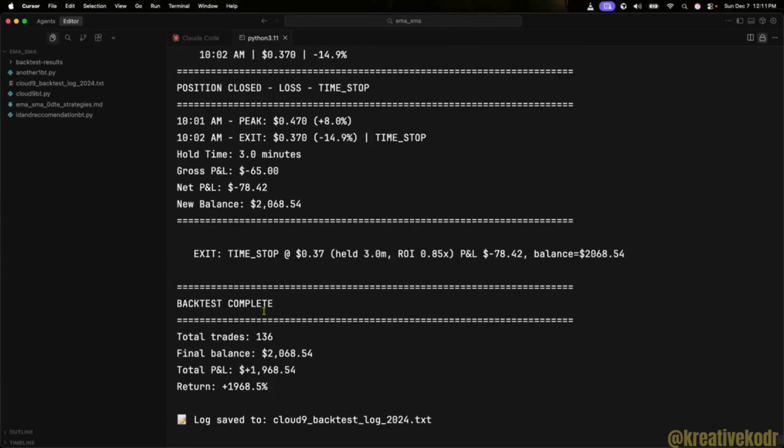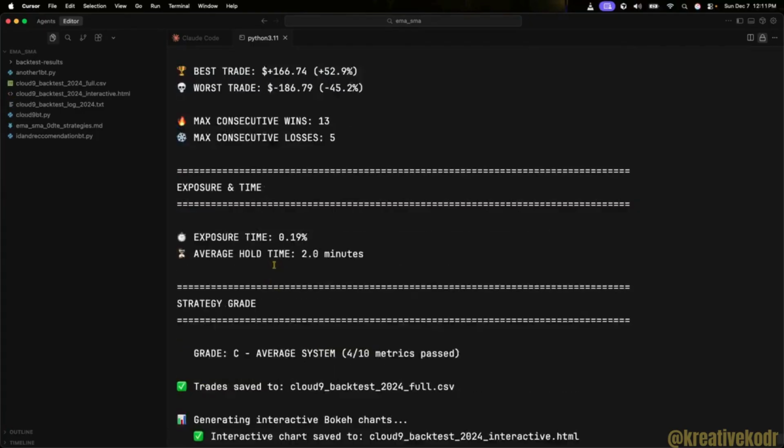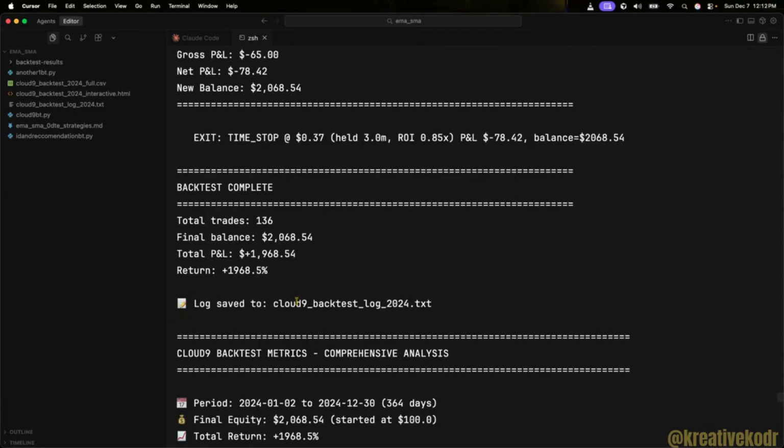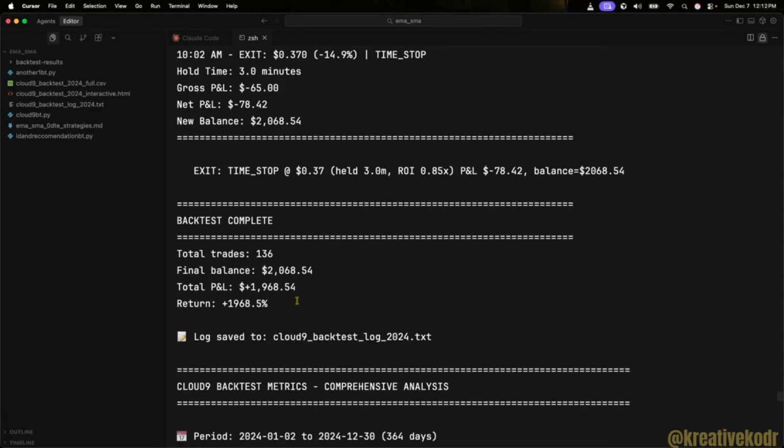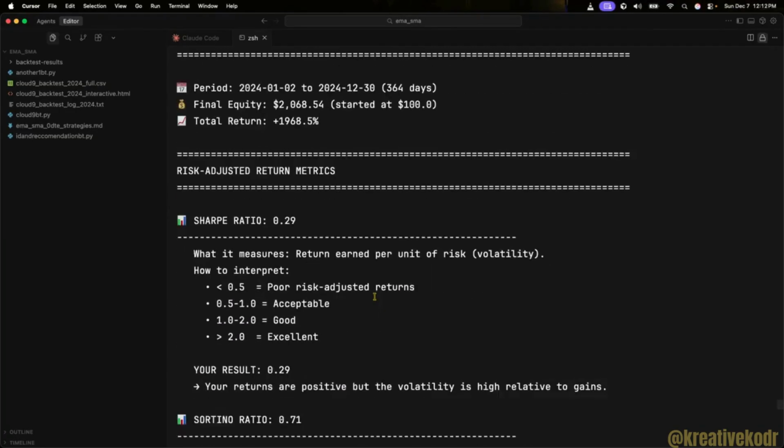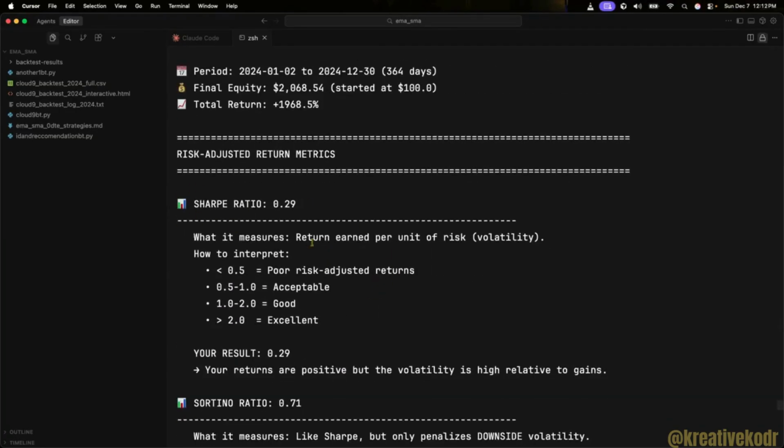Look at this. We went from losing money. Look at this, man. This is one little fix, right? A couple little fixes. So 136 trades. We're now at $2,000. The strategy went from $100 to $2,068.54. This is the return. Our Sharpe ratio got a lot better. The returns are positive, but the volatility is high relative to the gains.